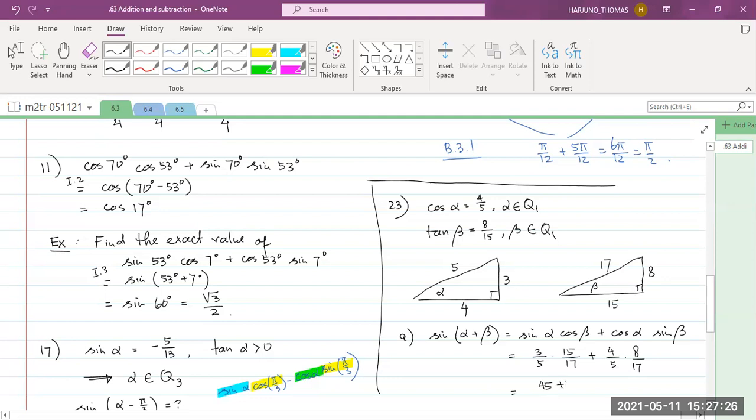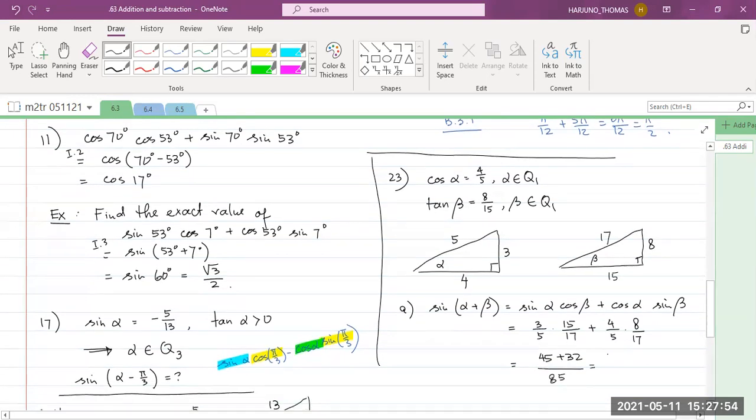That's why I will not cross cancel whenever possible. Like you may think, oh, Thomas, can I just cancel this? You can, but simply because you can do it doesn't mean you have to do it. Okay, yeah, you can, but no, I will not. Why? Because I want to maintain the LCD 85. Okay, so I get 77 over 85.